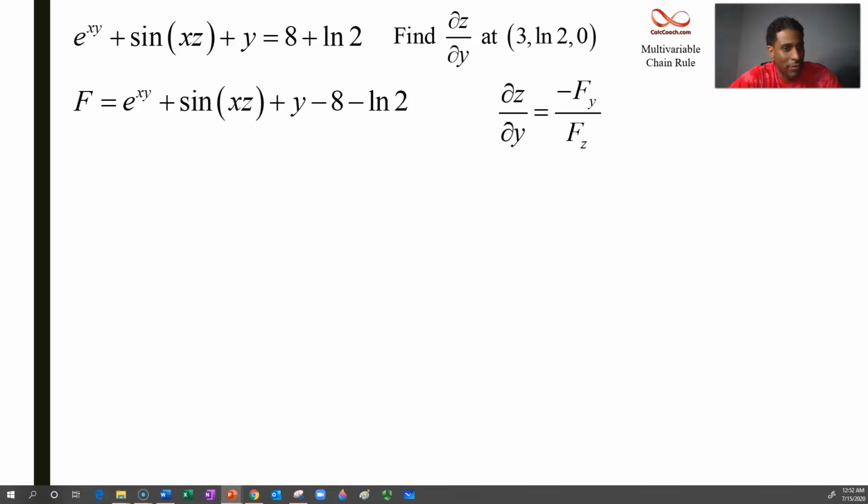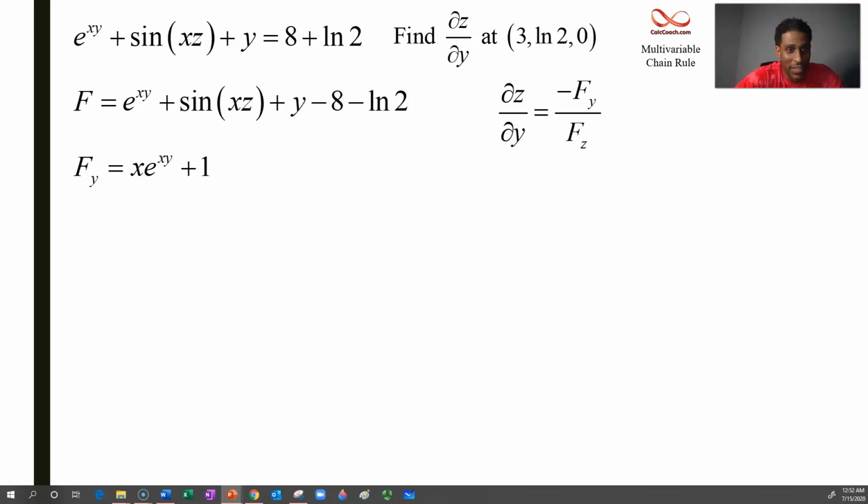First term's y derivative is e to the xy times x. Second term's y derivative is 0. Third term's y derivative is a 1, and the rest of that junk is constant. How about the z partial?